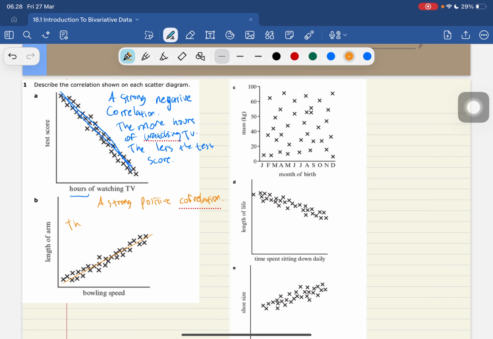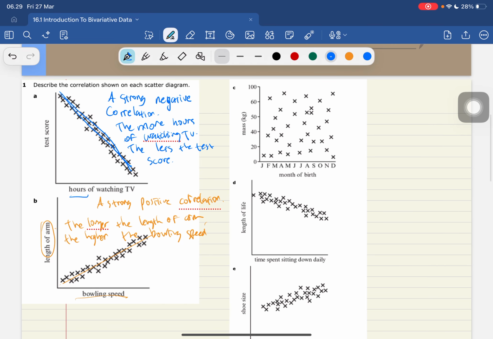So the longer the length of arm, the higher the bowling speed, which is here, the higher bowling speed.